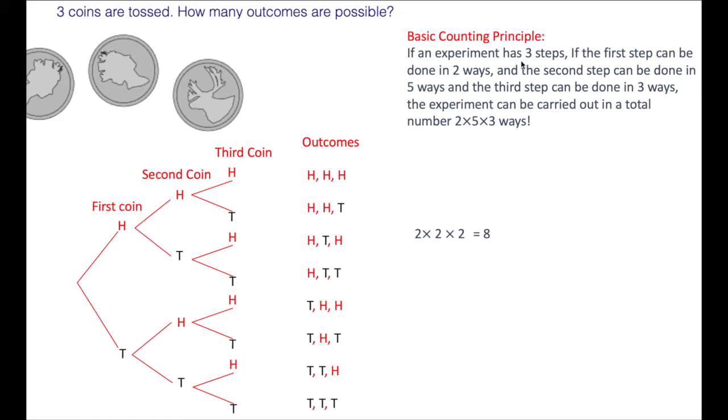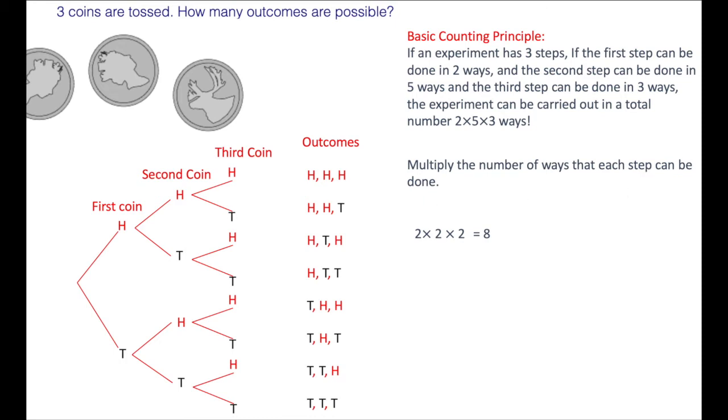If an experiment has 3 steps, if the first step can be done in, let's say, 2 ways, and the second step can be done in 5 ways, and the third step can be done in 3 ways, then the experiment can be carried out in a total number of 2 times 5 times 3 ways, which is 30 different ways. In this case, our first step has 2 different ways, heads or tails. Second step, 2 different ways, heads or tails. Third step, 2 ways, heads or tails. So it's 2 times 2 times 2, 8 different ways that the experiment can be carried out, or 8 different outcomes. That's the basic counting principle. You multiply the number of ways that each step can be done.